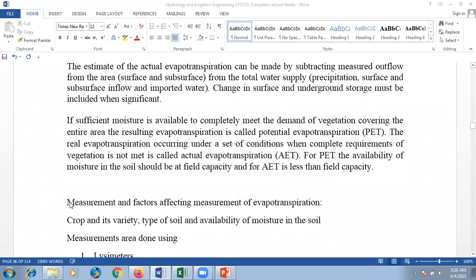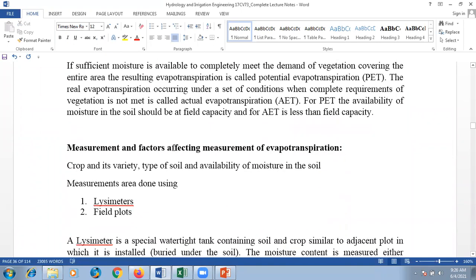The measurement of factors affecting evapotranspiration. Just a minute. Rather, we will write factors affecting. We will just write this as fact because the other one will come later. Factors affecting measurement of evapotranspiration: crop and its variety, type of soil, availability of moisture in the soil, the temperature, wind, and many more.